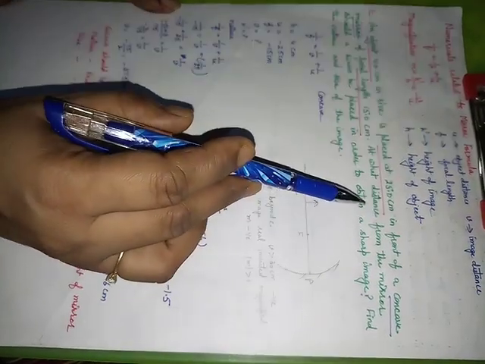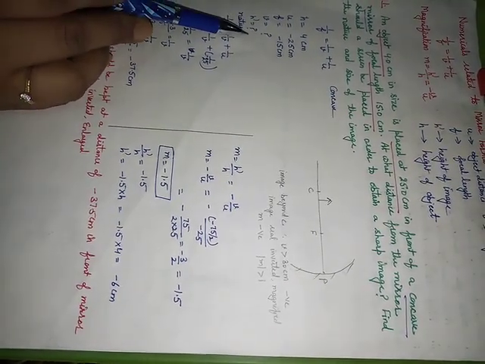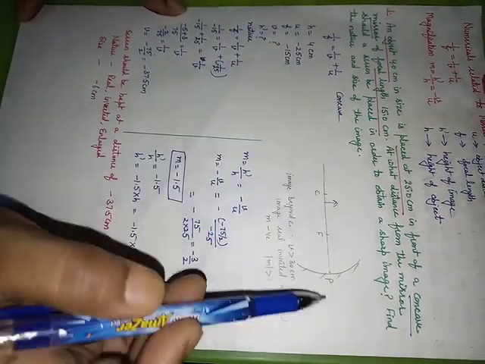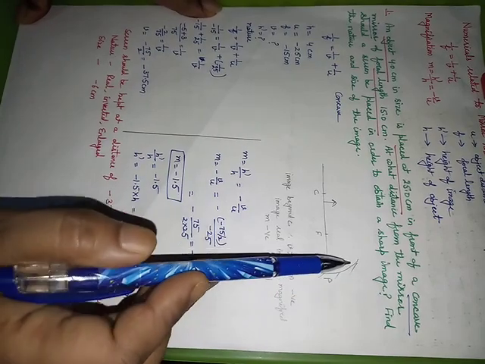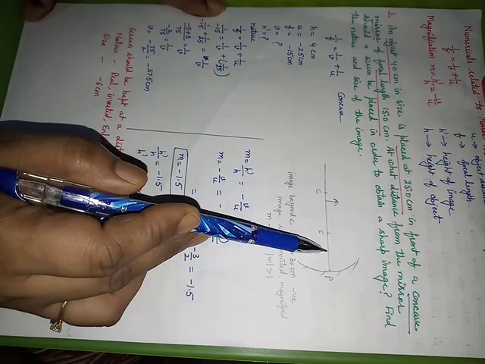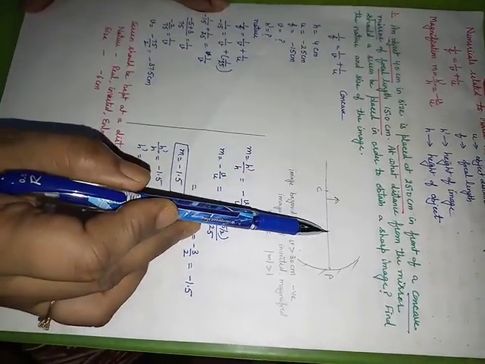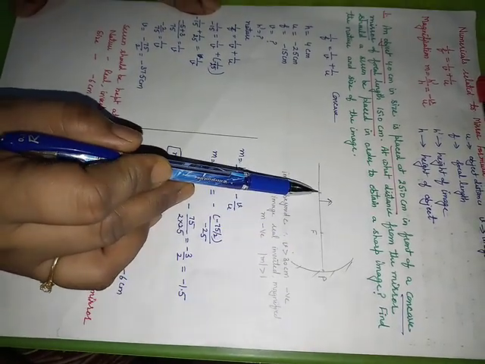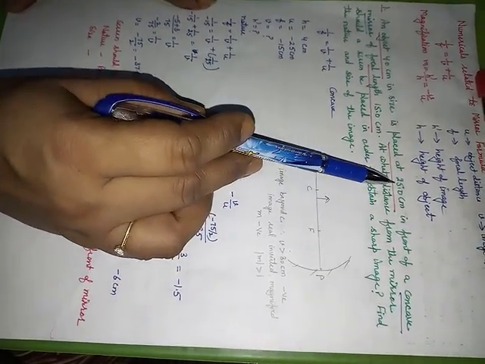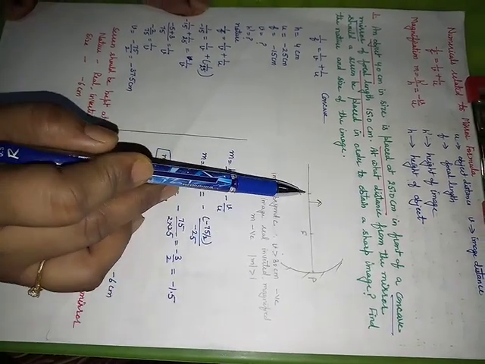What is asked from us? Image distance, that is v, and the height of the image and nature. If you want an idea with the help of a diagram, then this is the concave mirror. Focal length is 15 cm. The object is kept at a distance of 25 cm. F is 15, so C will be 30. The object is at a distance of 25 cm from the mirror. It means the object is somewhere between F and C.